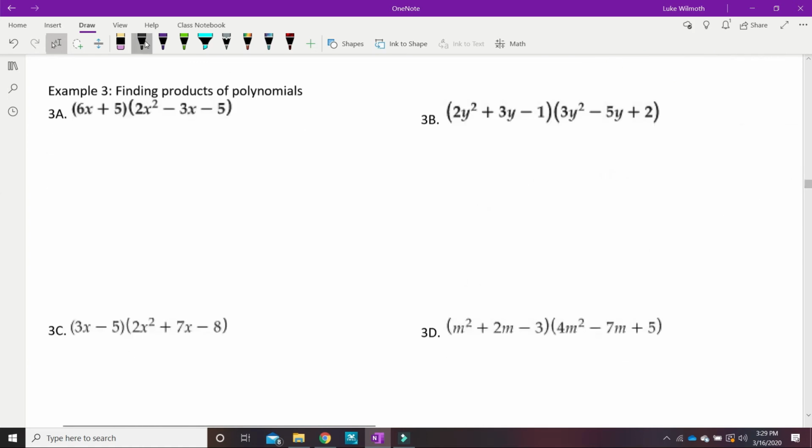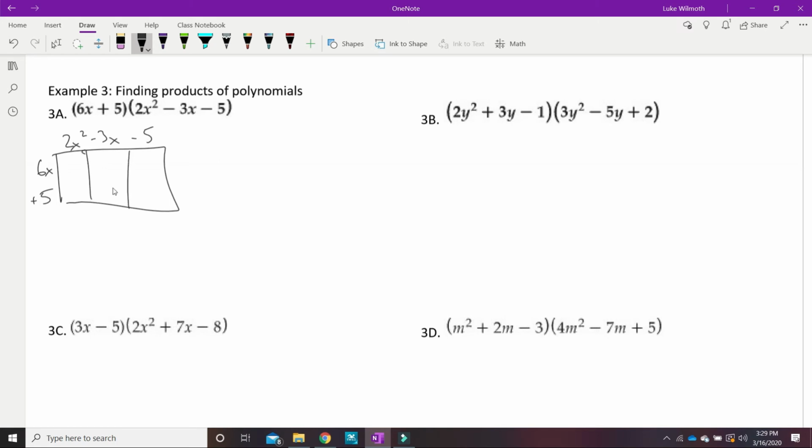Okay. Our last kind of problem here is going to be finding products of polynomials. So we could do this where it's a binomial times a trinomial, or we could do a trinomial times a trinomial. The way that I would recommend doing this problem is by drawing our box. So this one is going to be a little bit bigger of a box, but it's not going to be that hard. Okay, so I'm going to draw my box here. On the side, I'm going to write 6x plus 5, and then 2x squared minus 3x minus 5. And since I have 1, 2, 3 terms on the top and 2 terms on the bottom, I've got a 3 by 2 box here.